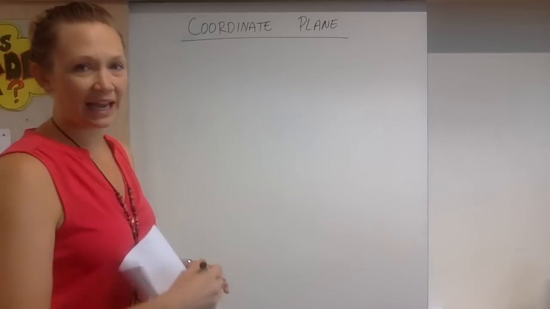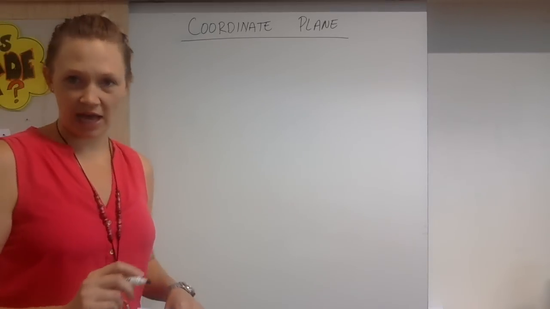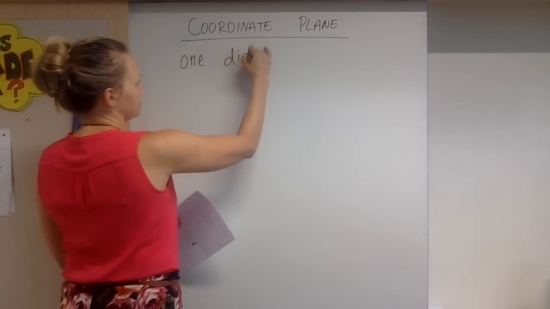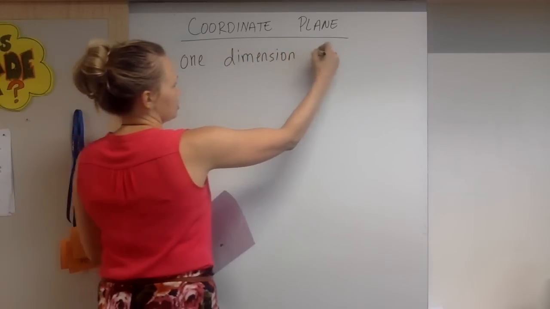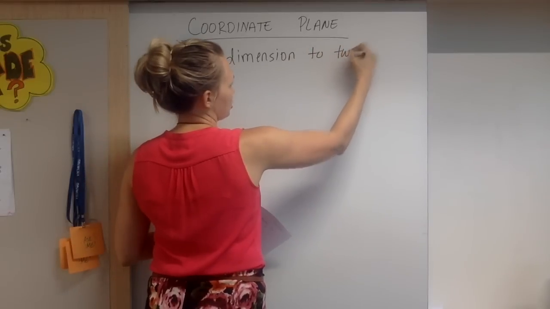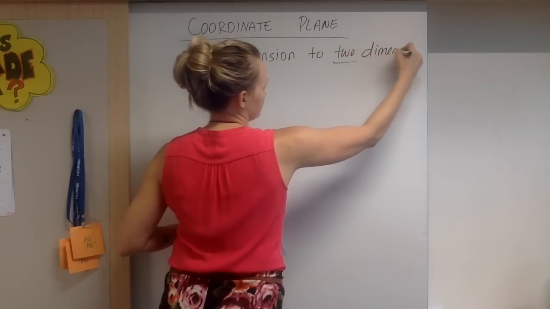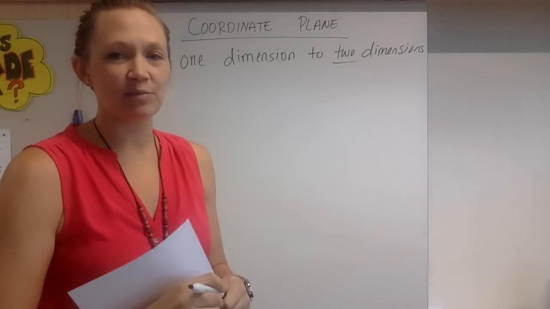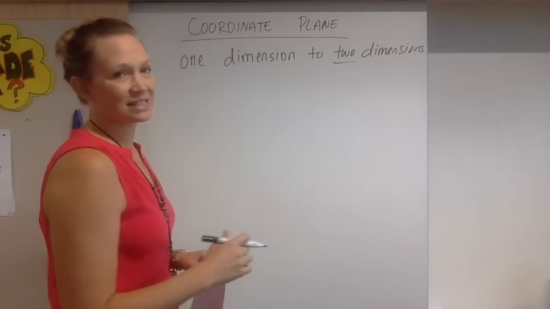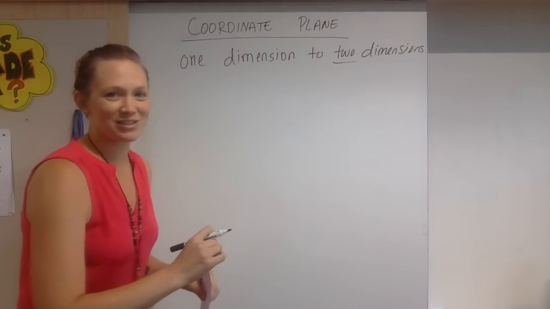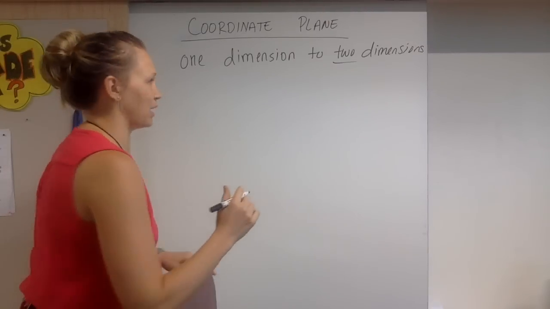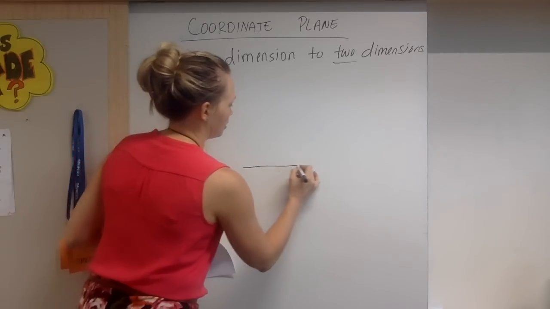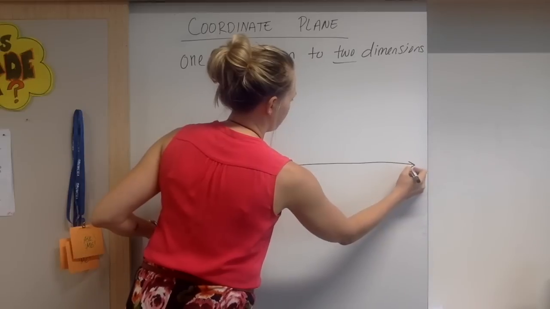So the coordinate plane is a mathematician's way of going from one dimension to two dimensions. Okay, so I'm going to explain what that means, but I'm going to start with something that you know a lot about, and that's the number line. So I'm going to try to draw mine as straight as I can, but you have lines on your paper to draw yours perfectly straight, or a ruler. All right, so here is the number line.